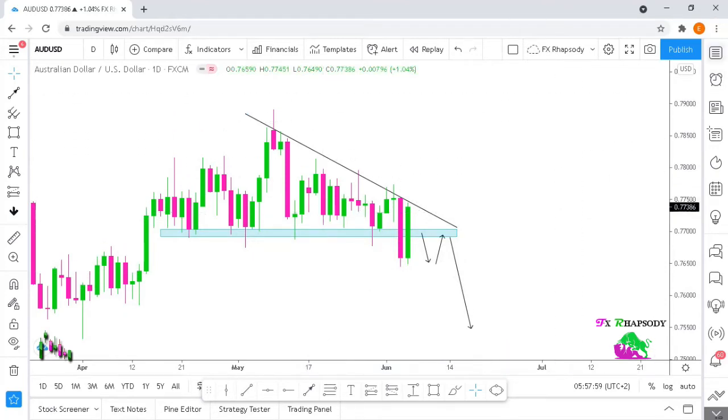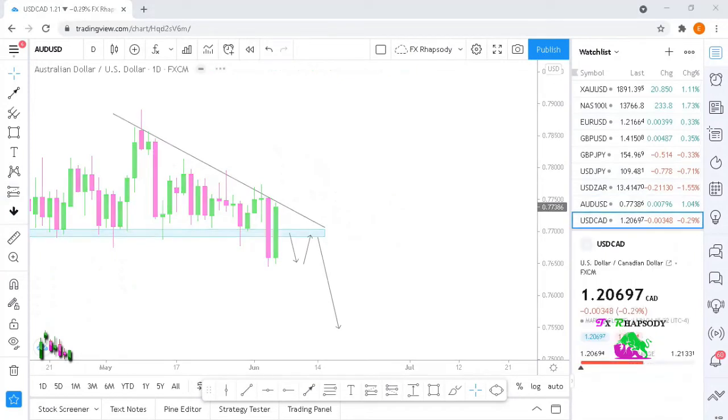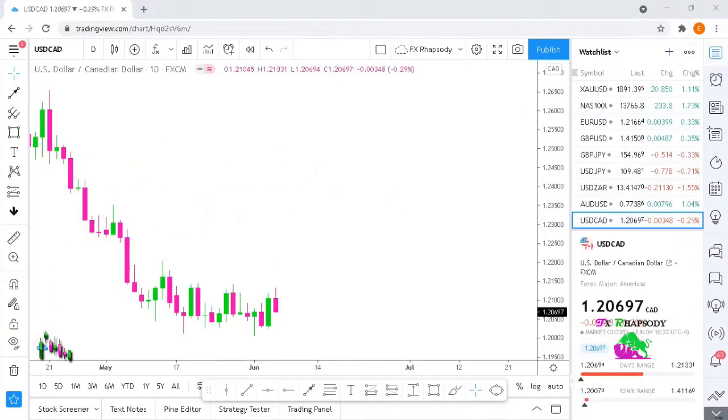So if we look at USD CAD, let's just go to the monthly time frame.